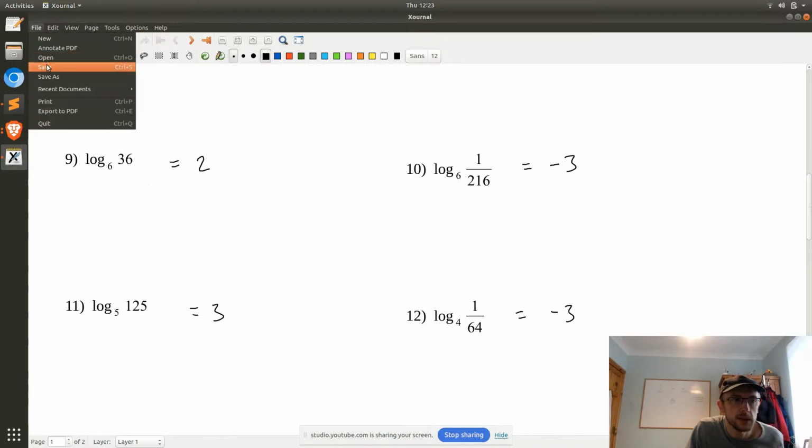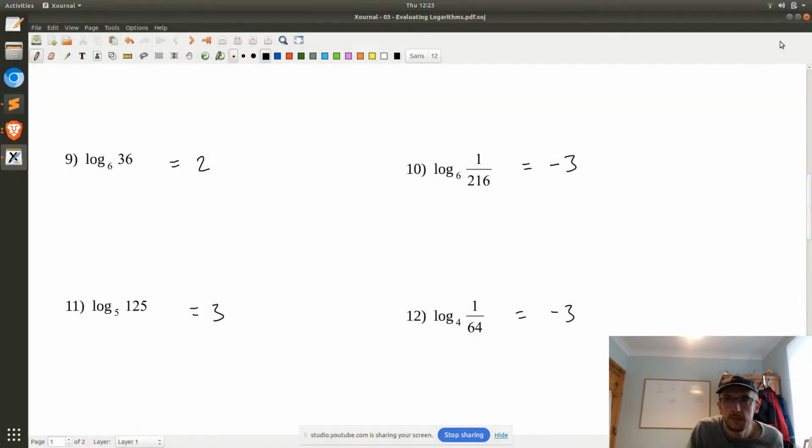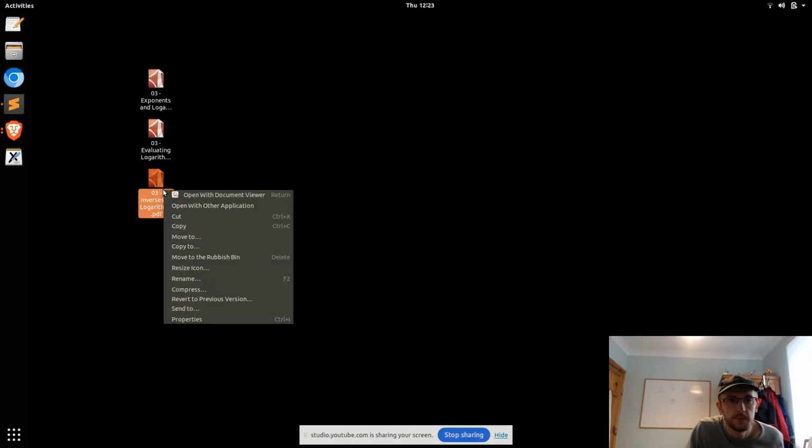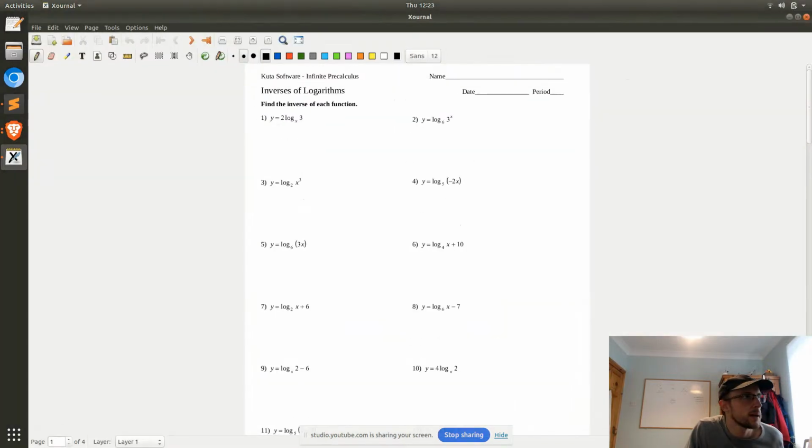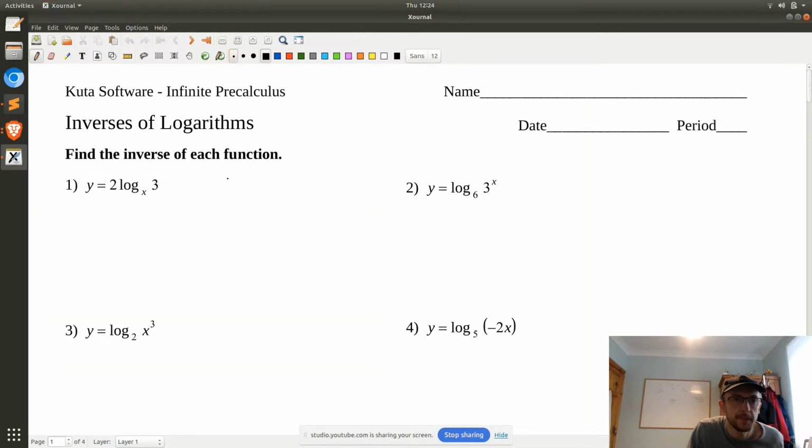And that's all correct. And that's good. And now the inverses of logarithms. 24 problems. Okay. Find the inverse of each function, where y is 2 times log base x of 3.